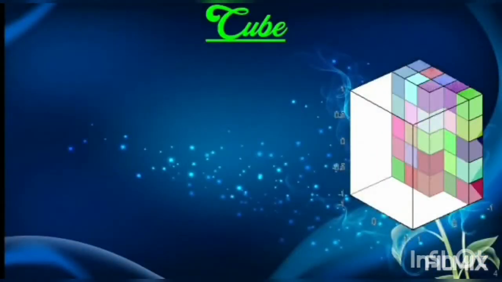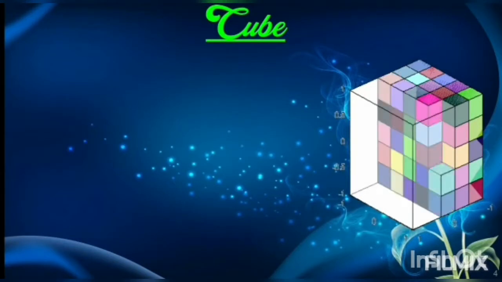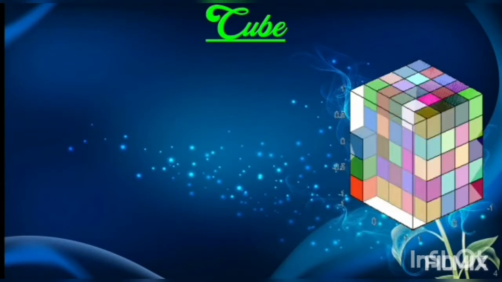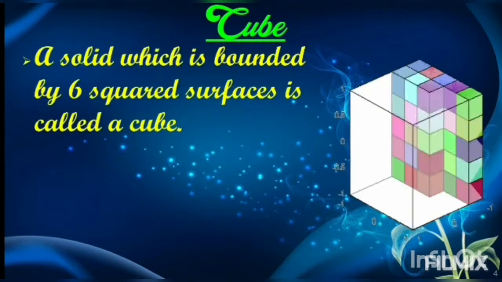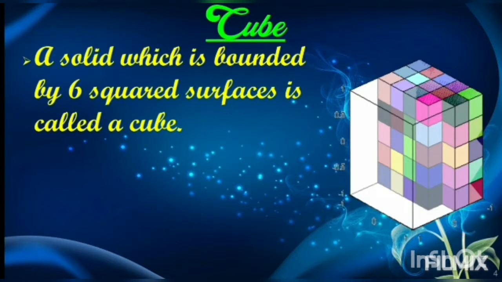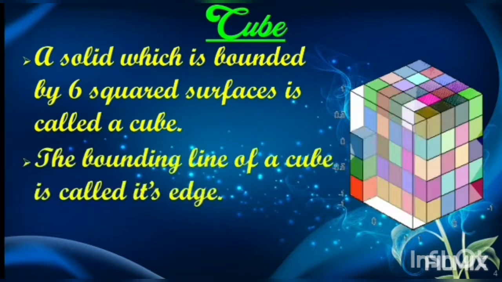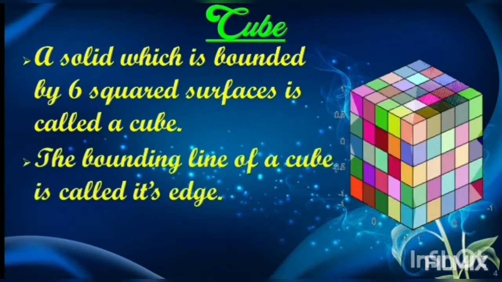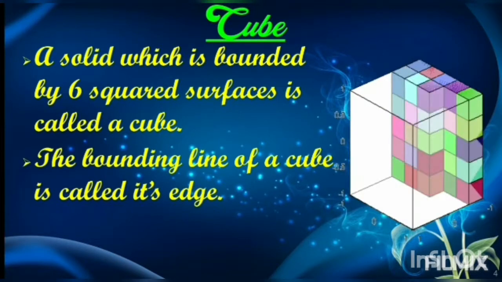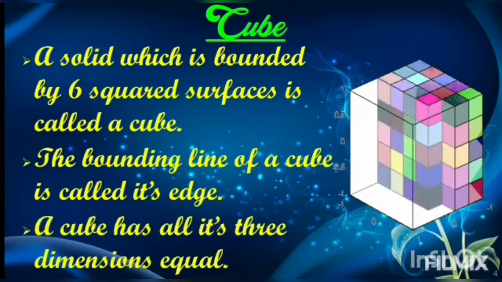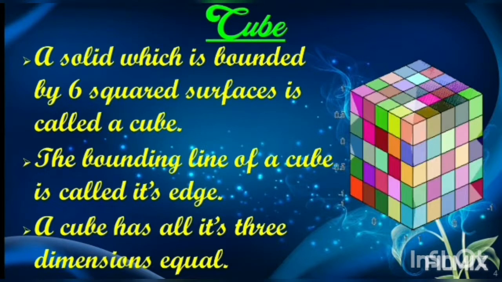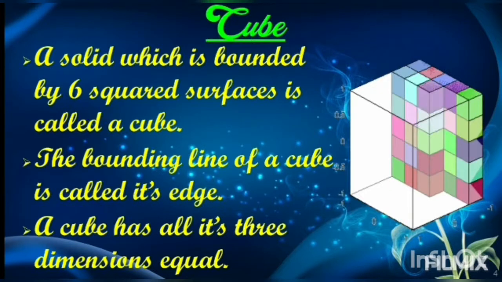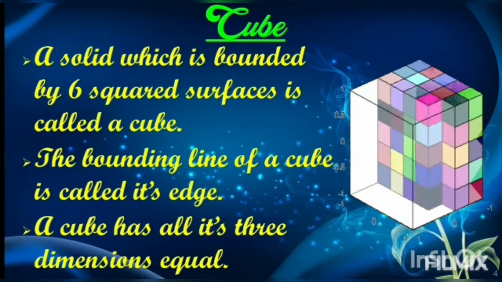Now in your course, we have two figures for which we will have to find the volume. The first one is the cube. A cube is a solid which is bounded by 6 square surfaces. The second property of a cube is that the bounding line of a cube is called its edge. The third one is that a cube has all its 3 dimensions equal. In short, we can also say that a cube is the 3D representation of a square.